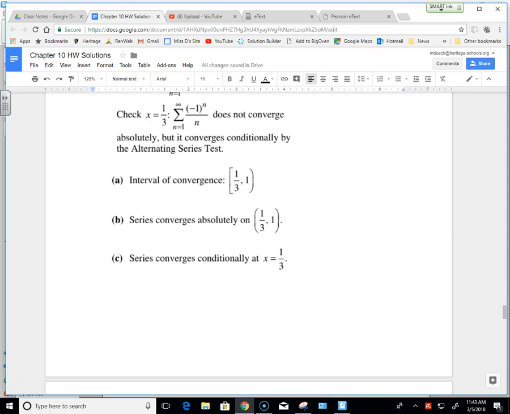So you would have left out both of them because of letter C, it being conditional at 1/3, meaning it must be an alternating series. Bingo. And the absolute value 1 over n diverges, P series, P equals 1. Kyle.